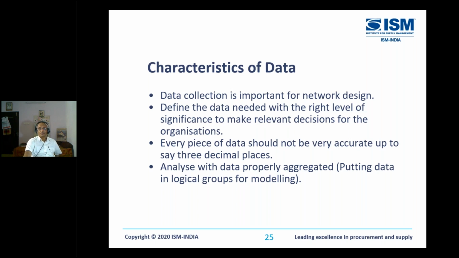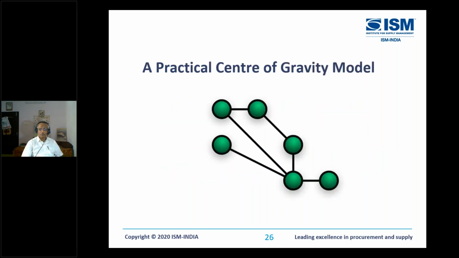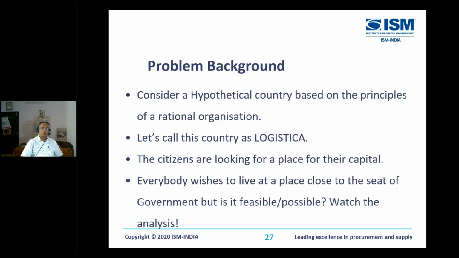Now let us come to the practical center of gravity model, which we are going to describe instead of center of area. Now problem background, there is a big country. Now we call it Logistica, okay? Now the citizens are looking for a place for their capital. Now, in our country, capital is Delhi. So everybody wants to go to a place close to the seat of government. But is it feasible or possible? Watch this analysis.